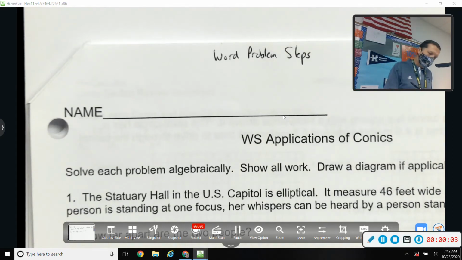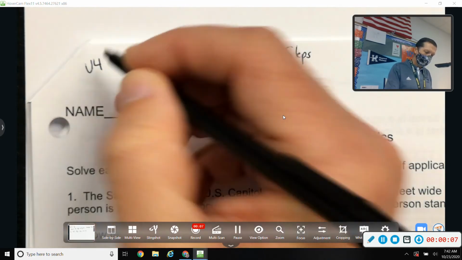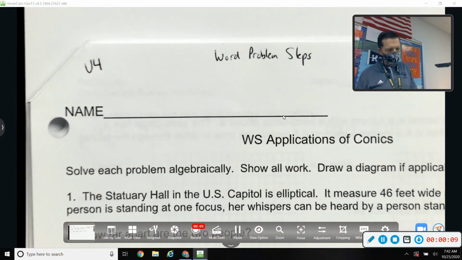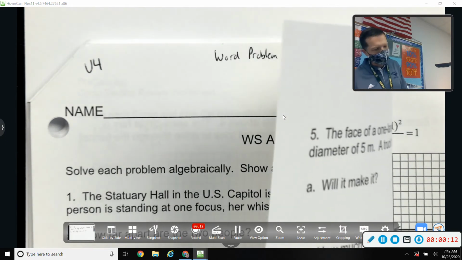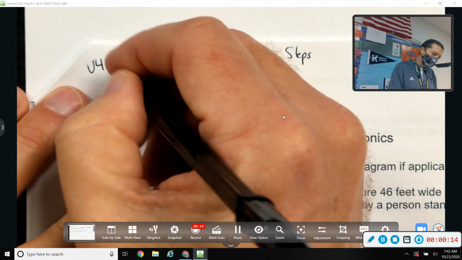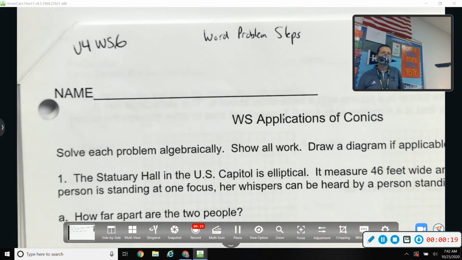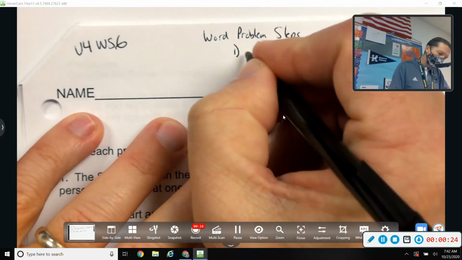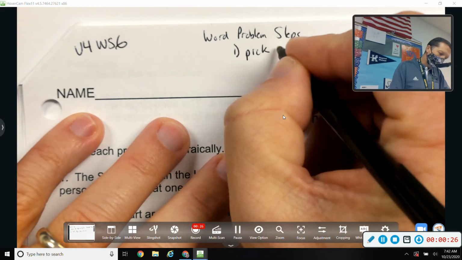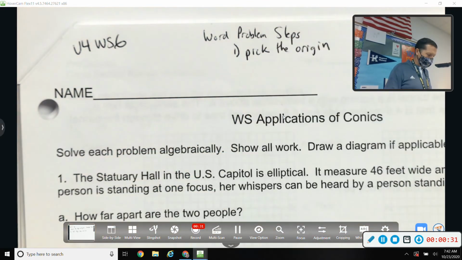All right, so looking at the worksheet, this one isn't labeled, but it's got to be worksheet 4, right? No, 4 and 5 were yesterday, so this is worksheet 6. Unlabeled, but worksheet 6. Word problem steps, especially for conics. The first one, probably the most important, is pick the origin.